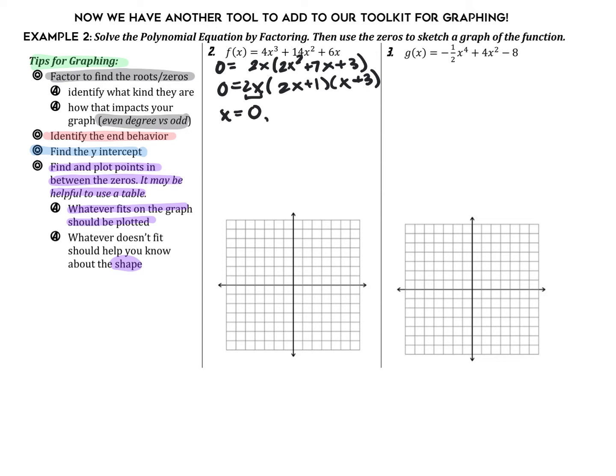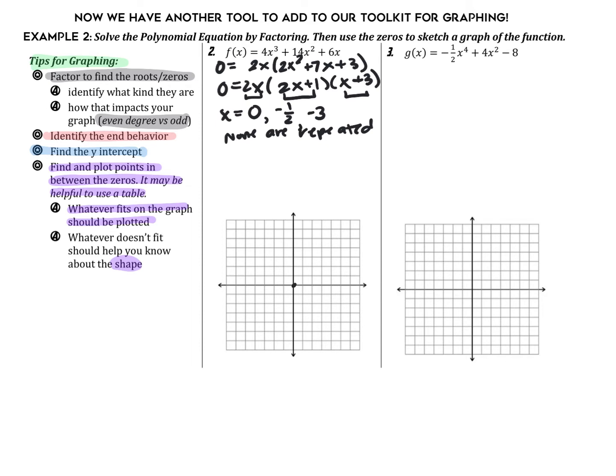2 times 0 is 0. If I set this equal to 0, I'm going to get -1/2. And if I set this equal to 0, I'm going to get -3. None of those are repeated. So I'm just going to write none are repeated. What that means is our graph is actually going to pass through the x-axis at each of those 3 values.